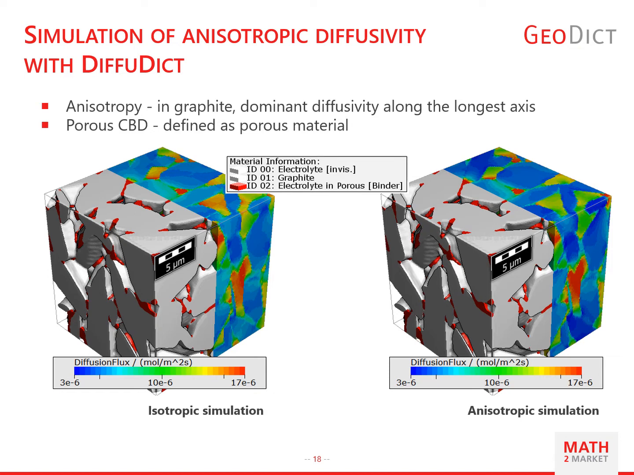Similarly, in battery anodes, the anisotropy of the diffusion coefficient of graphite must be considered for a correct simulation of the effective diffusivity of the entire structure. On the left-hand side, you see the simulation of the diffusivity with an isotropic diffusivity value. But, especially for graphite, lithium ions may move much more easily in parallel to the main axis of the graphite particles than perpendicular to it. If you take this into account, as was done on the right-hand side, you end up with the correct effective diffusivity and also with a correct local diffusion flux field.